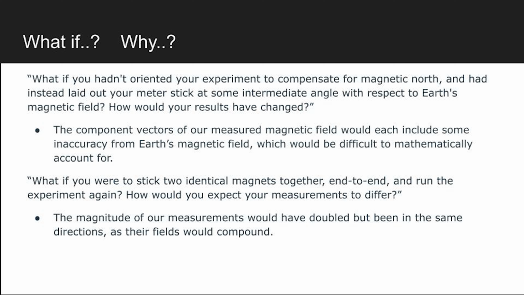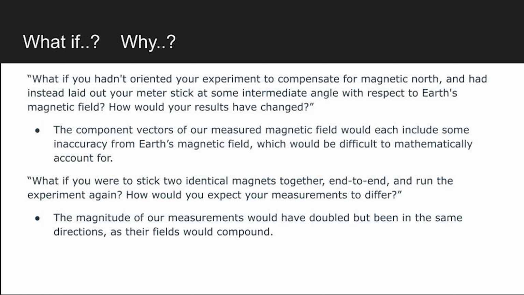Moving on to our discussion, what if you hadn't oriented your experiment to compensate for magnetic north and had instead laid out your meter stick at some intermediate angle with respect to Earth's magnetic field? How would your results have changed? The component vectors of our measured magnetic field from the phone magnetometer would each include some inaccuracy from the component vectors of Earth's magnetic field, which would be difficult to mathematically account for.